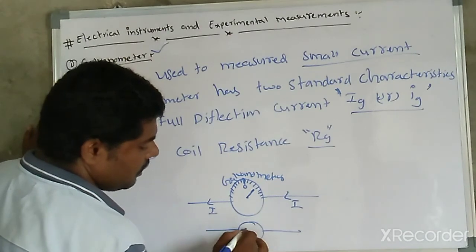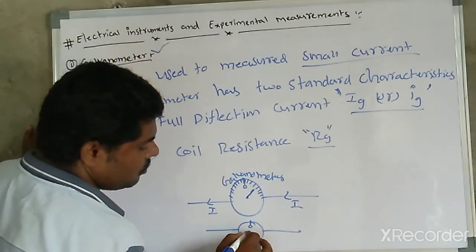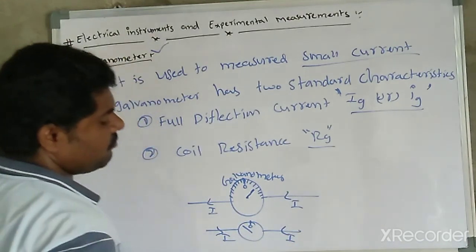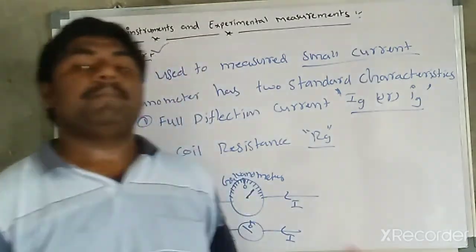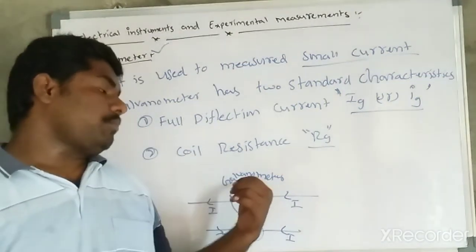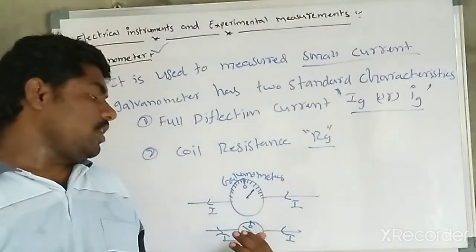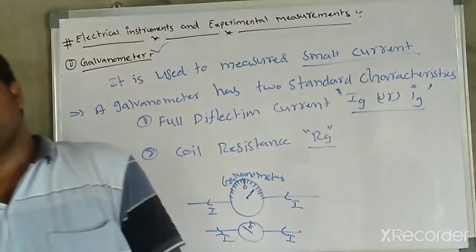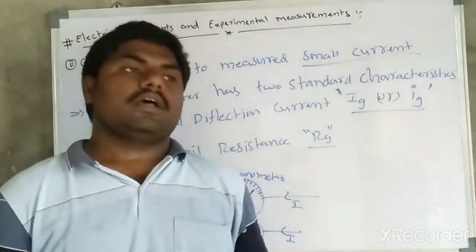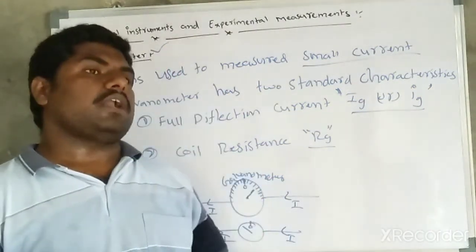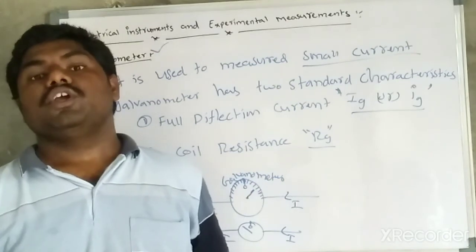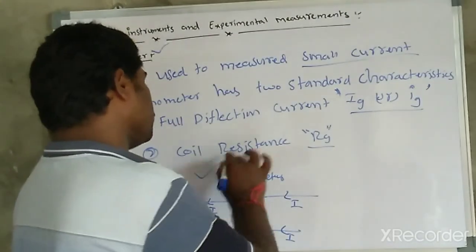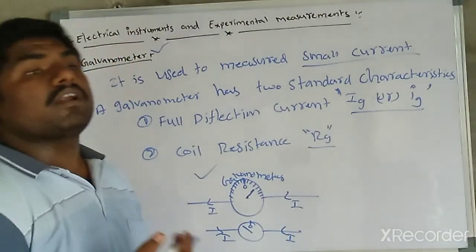Whenever the current passes like this, the middle point is 0, and the needle moves like this. This is the current direction. Bipolar means the needle moves left to right and right to left. This type of galvanometer is a bipolar galvanometer. A single direction type is a unipolar galvanometer. Most probably in our laboratory we are using a bipolar galvanometer.